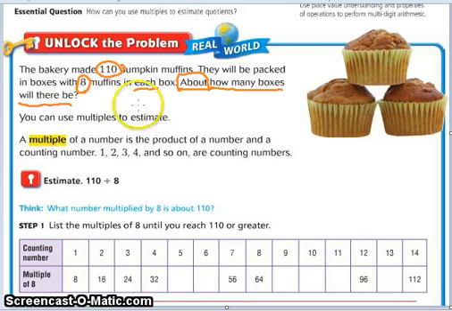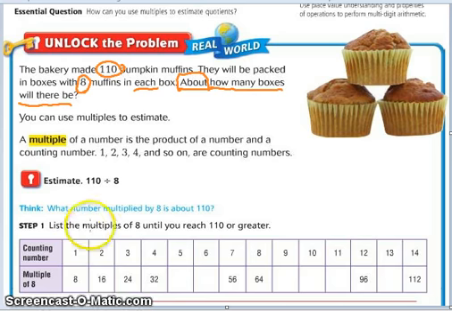You can use multiples to estimate. A multiple of a number is the product of a number and a counting number. 1, 2, 3, 4, and so on are counting numbers. So let's estimate 110 divided by 8. Think, what number multiplied by 8 is about 110?